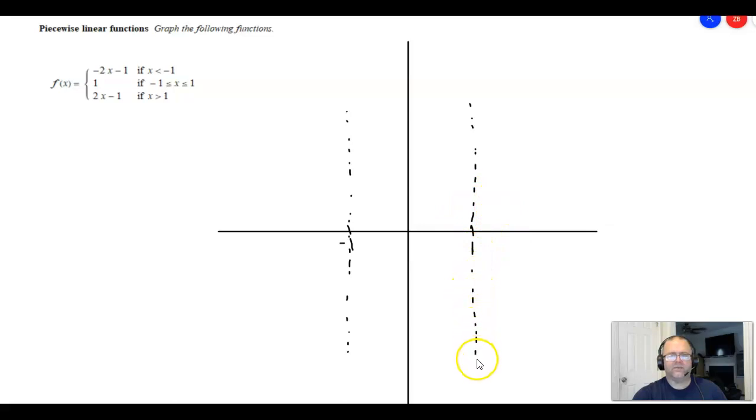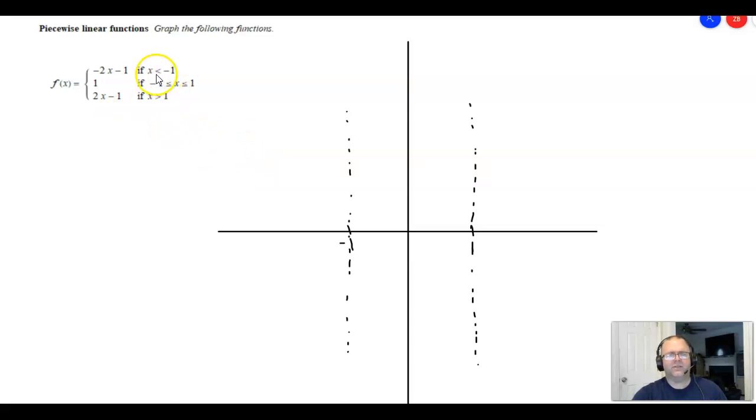for +1. The reason I do that is because the curve on this side is quite possibly going to look different from the curve between these two vertical lines, which is quite possibly going to look different than the curve on the right side of this vertical line. So these vertical lines are going to change what this graph is going to look like.